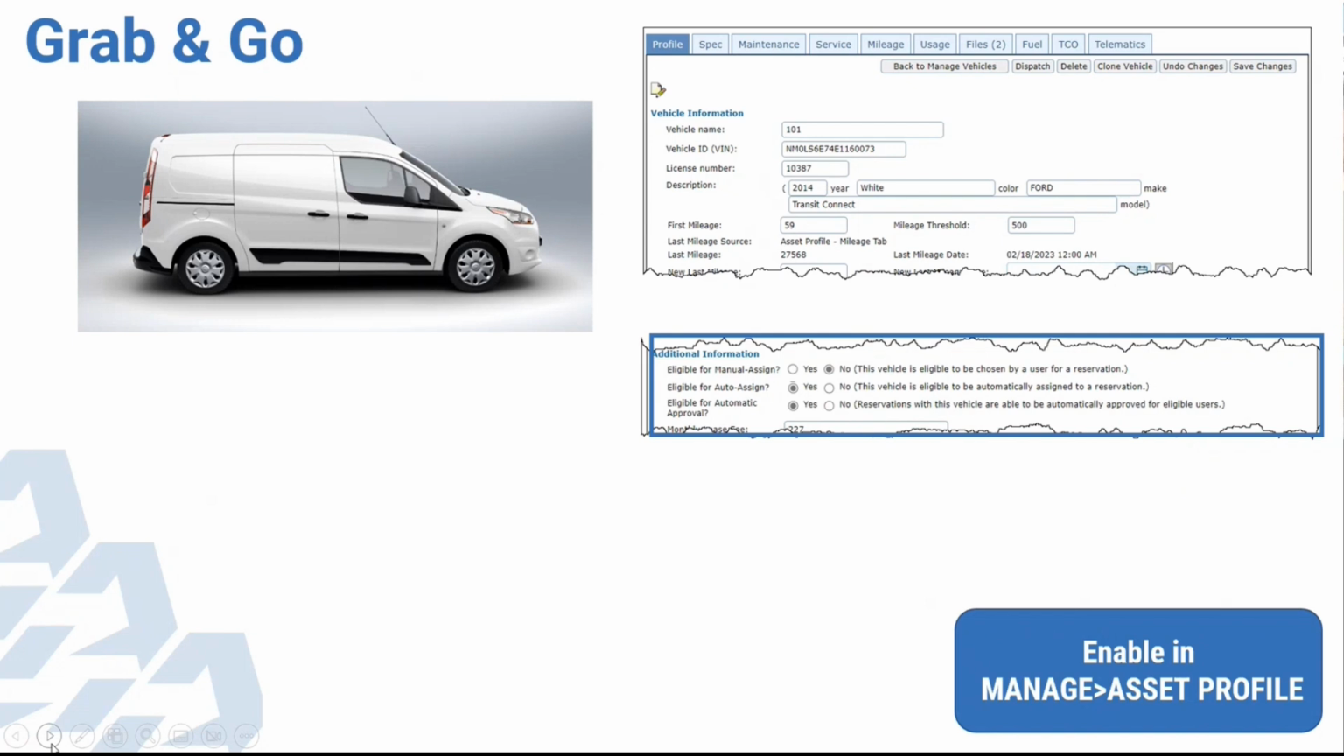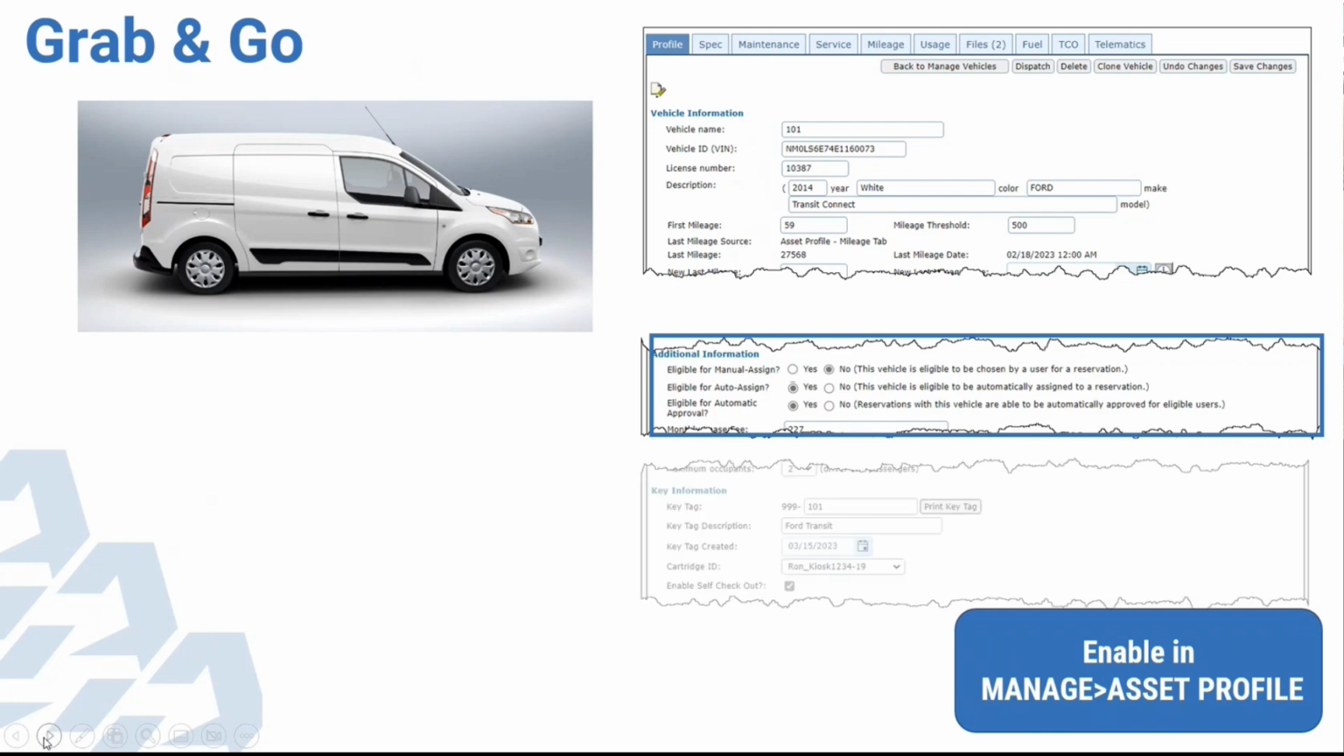Otherwise, if you want vehicles to automatically go to reservations and automatically be approved, make sure that they're clicked as such within the asset profile. And you also want to make sure within the asset profile that a vehicle is enabled for self-checkout. That again tells the system that this vehicle is something that can truly be checked out at the kiosk.